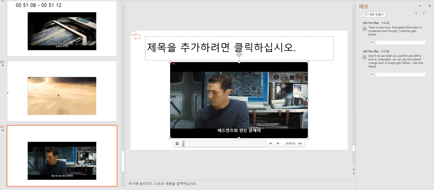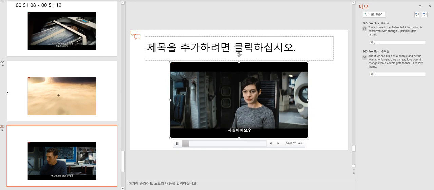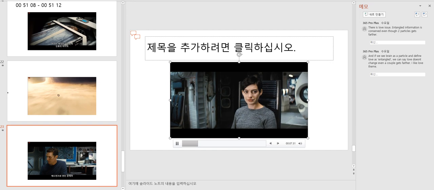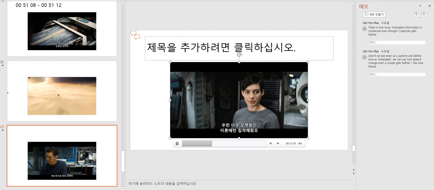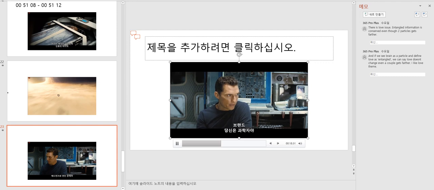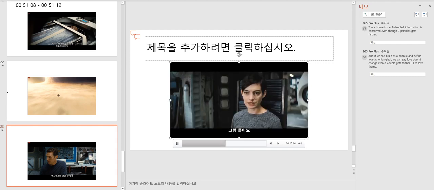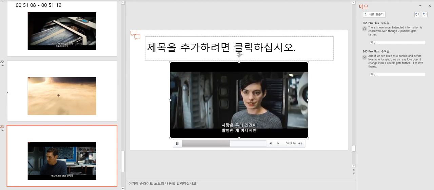In love with Wolf Edmonds. Is that true? Yes. And that makes me want... There is a love issue. Entangled information is conserved even though two particles get farther apart. And if we see the brain as a particle and define love as entanglement, we can say love doesn't change even if the couple gets farther apart. I like the love theme.